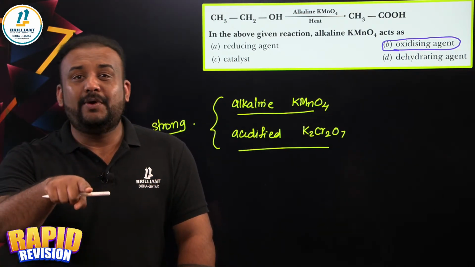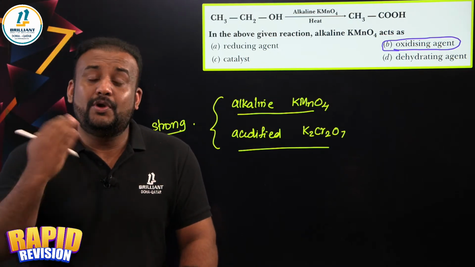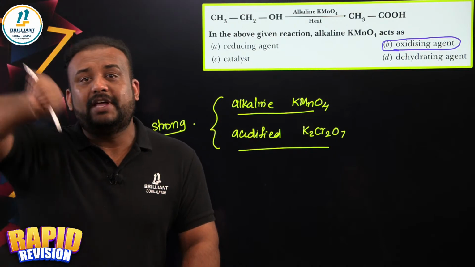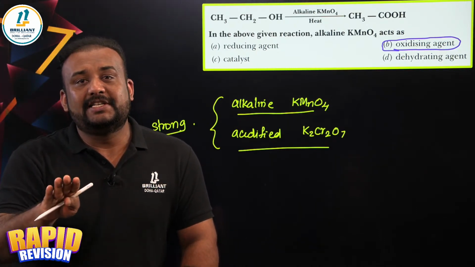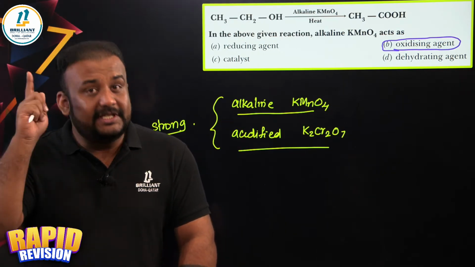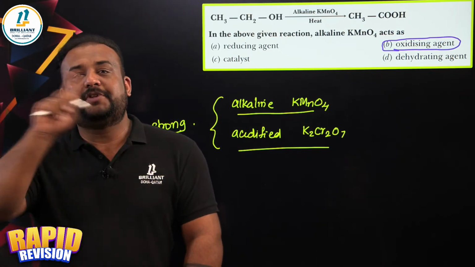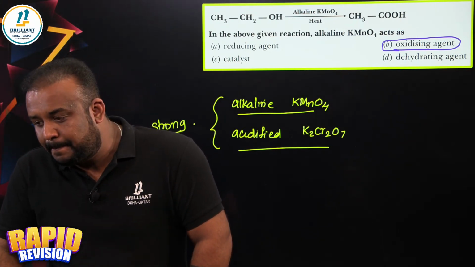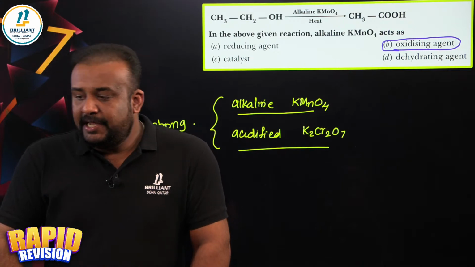But if you add it to ethanoic acid, will anything happen? No, no reaction, because ethanoic acid is already oxidized. So there will be no reaction. Whatever KMnO4 you added, it will stay as it is. That means the color of KMnO4 will be retained. So this is one of the tests to distinguish between alcohol and carboxylic acid. Is that clear to everyone?